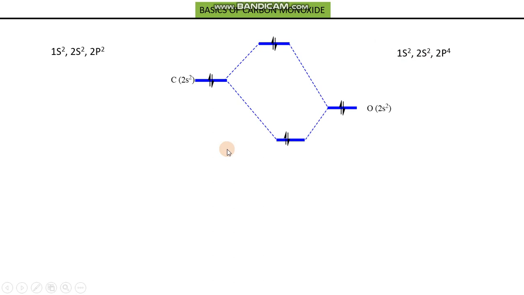Or we can simply say those electrons which reside in the valence shell of a species. This is the electronic configuration of carbon and the electronic configuration of oxygen, and we have to consider the valence orbitals for bonding. So first let's consider the 2s of both species, carbon and oxygen. In 2s, oxygen has 2 electrons and carbon possesses 2 electrons.